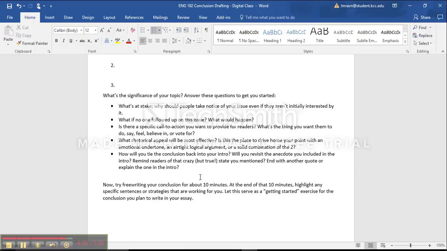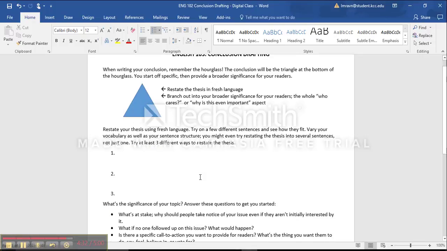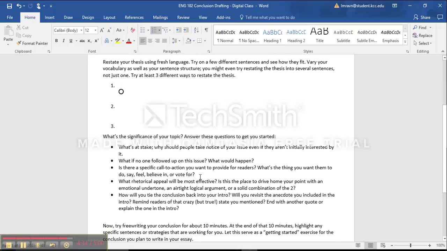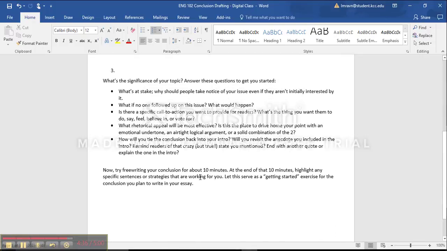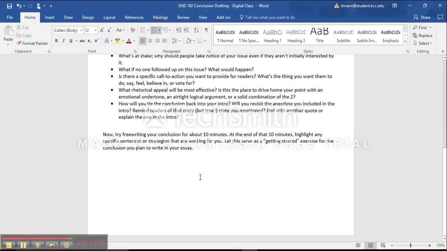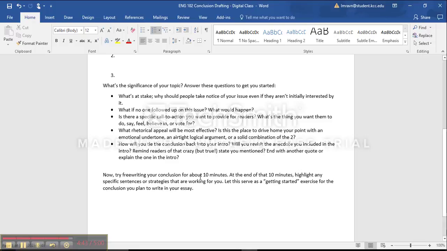So again, my recommendation for you is to work through this worksheet, actually draft different thesis sentences, actually write down answers to these questions here, and see what you come up with. And at that point, hopefully you can come up with an idea or a plan for your conclusion.